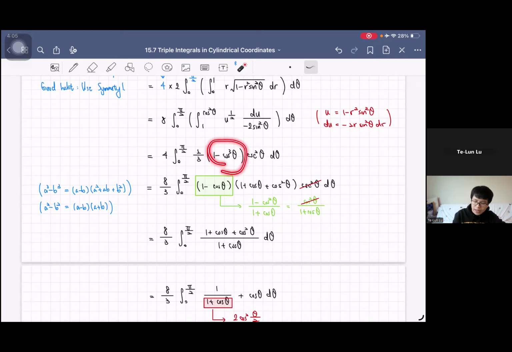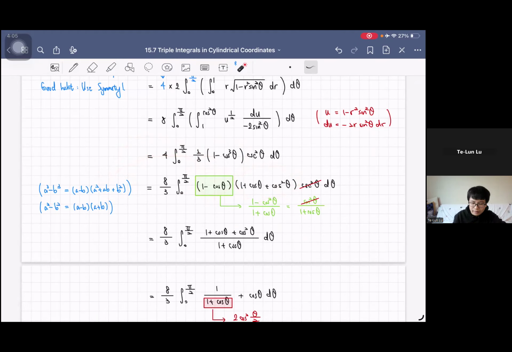So let us recall that you have this nice formula: A cubed minus B cubed is always A minus B times A squared plus AB plus B squared. Applying this with A being 1 and B being cosine theta, you should get 1 minus cosine theta times 1 plus cosine theta plus cosine squared theta.